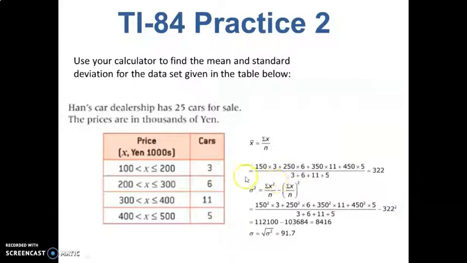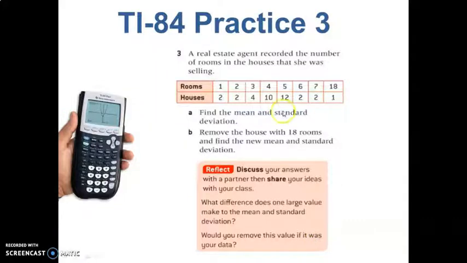For this one, our mean was 322. Our standard deviation was 91.7. Check your work carefully. And the third one to try through the calculator is this one here. A real estate agent recorded the number of rooms in the houses that she was selling. So here's the number of rooms, and here's how many houses have that many rooms.